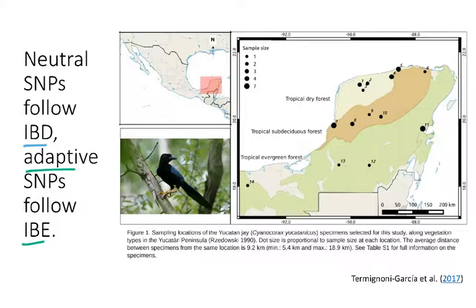So in this image here on the right, we're showing where specifically the Yucatan is, where the study was performed. These are the Yucatan jays that were studied. And then on the very far right is a zoom in of the sampling region. These birds occupy different types of habitats. Some of it is tropical dry forest, some is tropical subdeciduous or tropical evergreen. And specifically when they were looking at those adaptive SNPs, they found that temperature and precipitation appeared to be among the main drivers of adaptation along the environmental gradient here, specifically for those adaptive outlier SNPs.